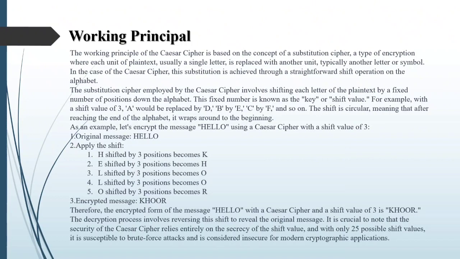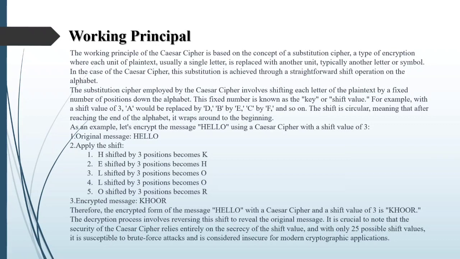Now we show how the cipher's encryption process works. The working principle of the Caesar cipher is based on the concept of a substitution cipher, a type of encryption where each unit of plain text is replaced with another unit, typically another letter or symbol. In the Caesar cipher, this substitution is done through a straightforward shift on the alphabet, shifting each letter of the plain text by a fixed number of positions down the alphabet. The fixed number is known as the key or shift value.